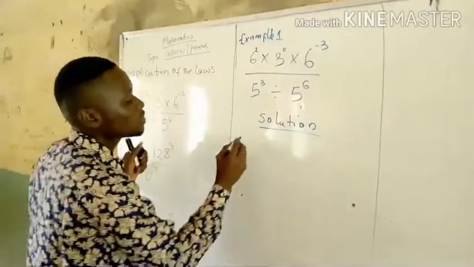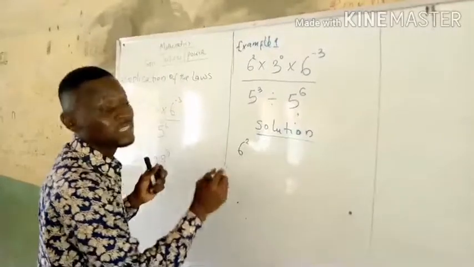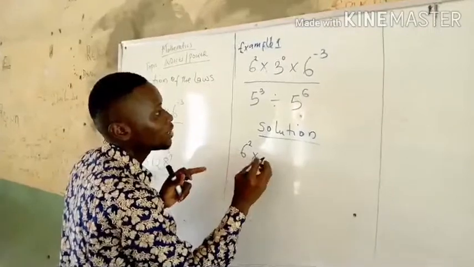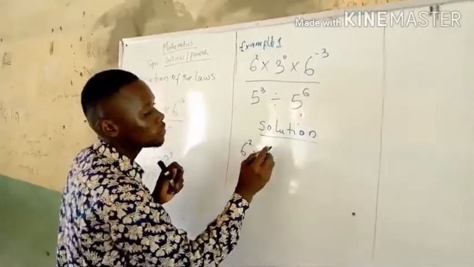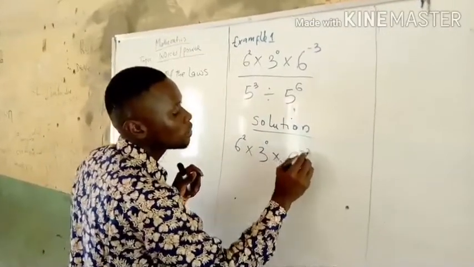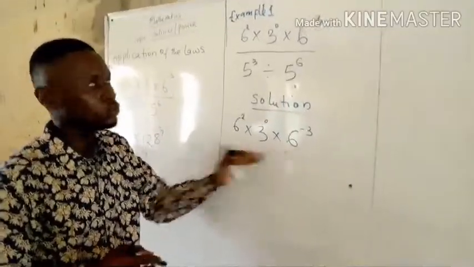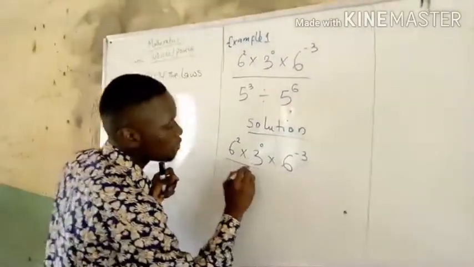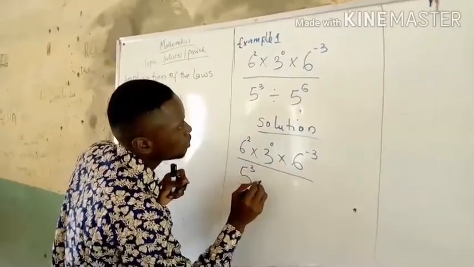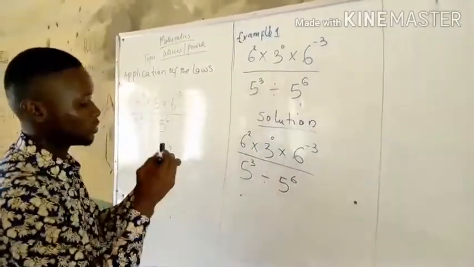And the numerator says 6 raised to power 2, multiply 3 raised to power 0, multiply 6 raised to power minus 3. We want to first of all attack our numerator. So now let me bring back my denominator: 5 raised to power 3 divided by 5 raised to power 6. Now let's attack our numerator first.